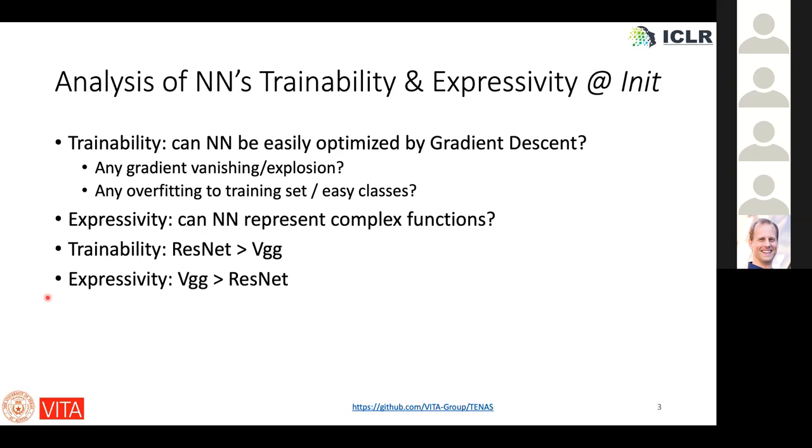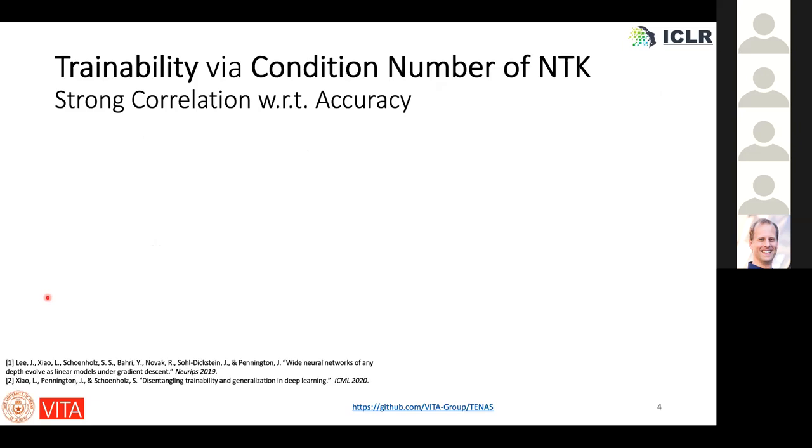Okay, so let's dive into the first notion, the trainability. In our work, we measure the trainability by using the condition number of the NTK, and we will show that the condition number of the NTK has a quite strong correlation with the network's ground truth accuracy.